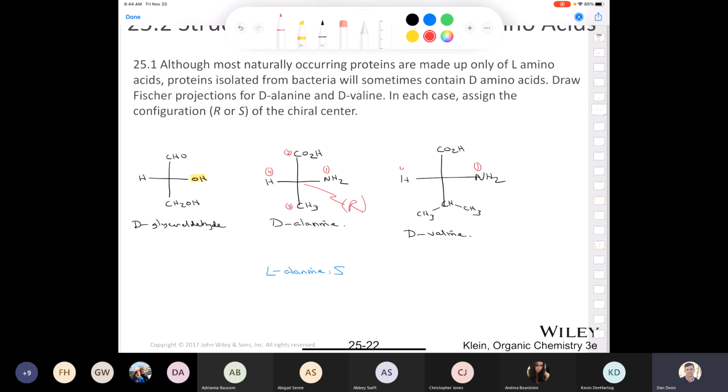Highest priority, fourth highest priority, second, third, we follow. It goes counterclockwise. Our hydrogen is horizontal. And so D-valine also has a stereochemical configuration of R. And so if I had L-valine, it must be S.